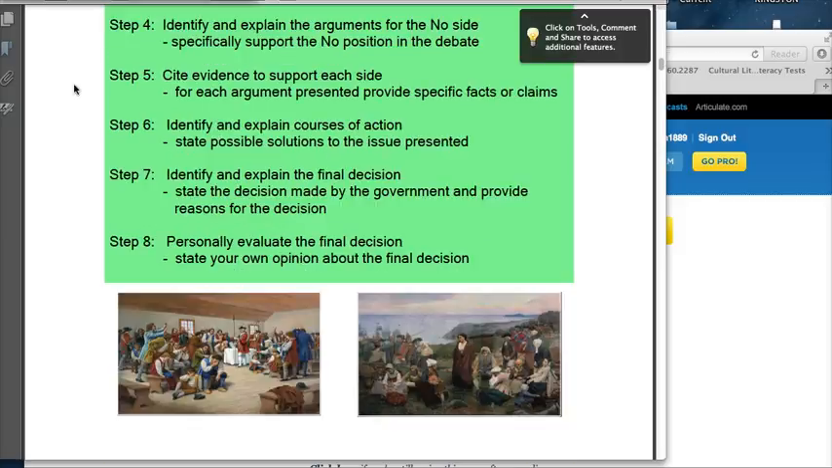And then in the final instance, you are to, at step 8, personally evaluate the decision, state your own opinion about the final decision. And you're going to do that alongside your group members about the issue of the deportation of the Acadians, the seizure and destruction of property, and whether they should have taken the oath of allegiance that was asked of them by the British government.